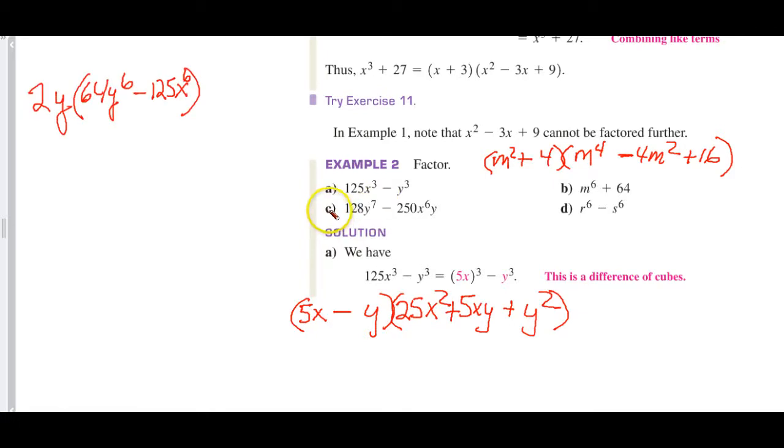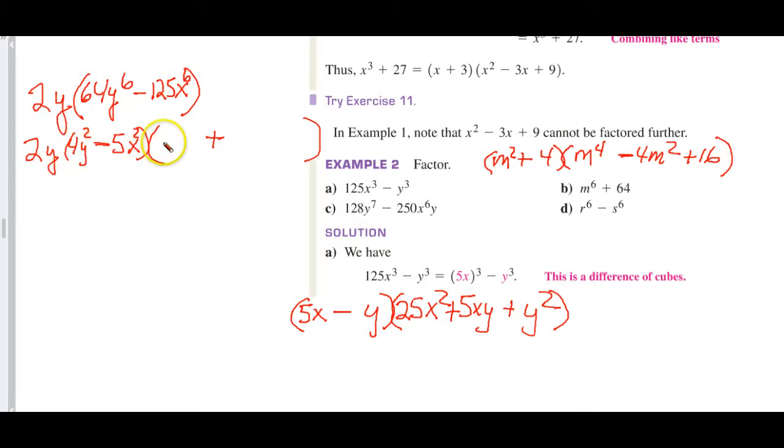Now, letter C is a little tricky because this is not a perfect square, but I see I have a common factor of 2y that I can take out of each term. Then I get the difference of perfect cubes. So a parenthesis for 2, parenthesis for 3. My sign negative goes there. Positive goes there. Cube root of this is 4y to the second minus 5x to the second.